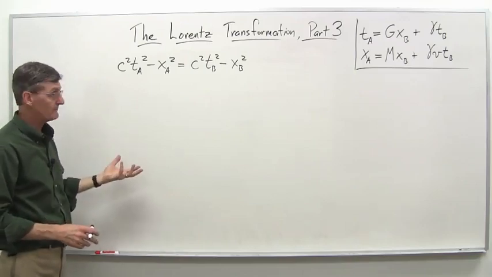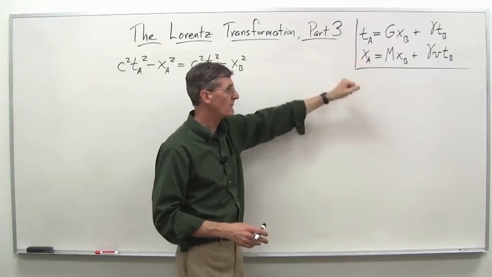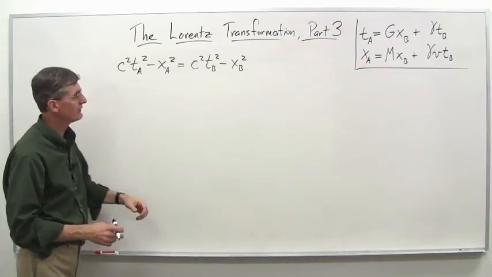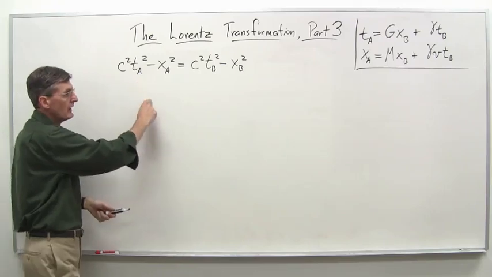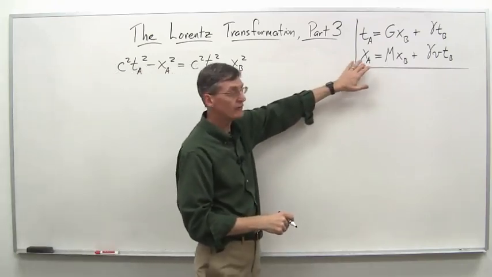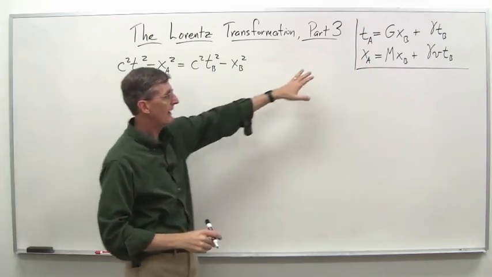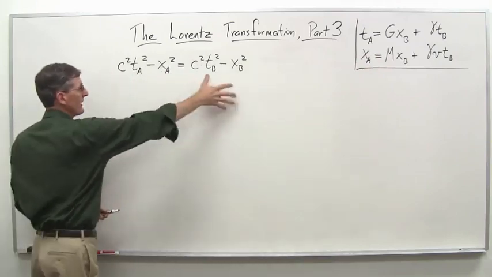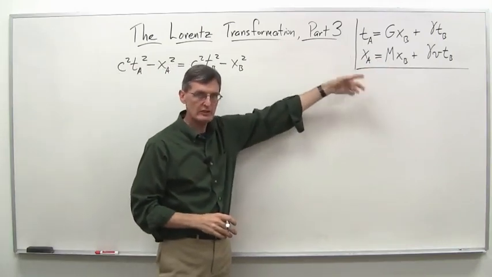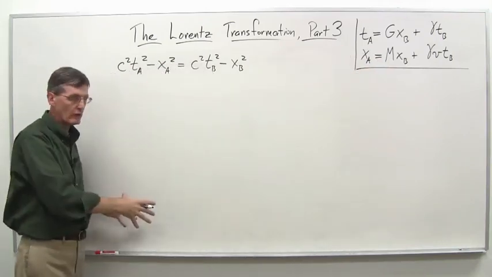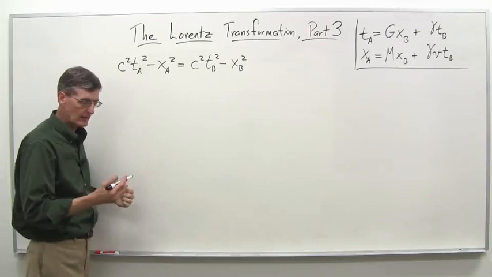So look at what we've got here. We've got these formulas over here. I want to find out what m and g are. And what would happen if I just took my formula for t sub a and plugged it in right here, and took the formula for x sub a and plugged it in right here? Because then I'd have x_b's and t_b's on both sides. The x_a's would disappear. And I would have g and m in there, and I'd be able to work it down and figure out what g and m are. So let's try that and see where we go with this.